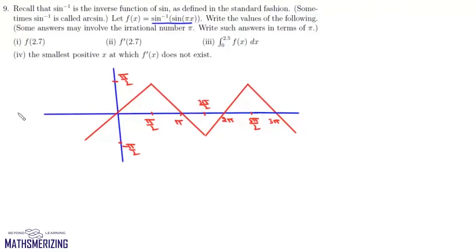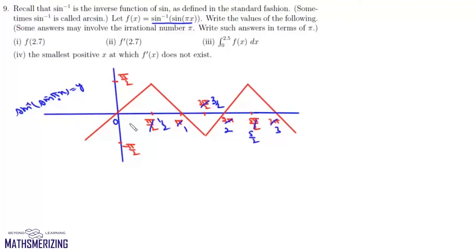If you have to draw the graph of sine inverse of sine pi x, we have already discussed it in transformation of graphs: all we need to do is divide everything by pi. So here it will be 1 by 2, this one is 1, this is 3 by 2, this is 2, this is 5 by 2, and this is going to be 3.